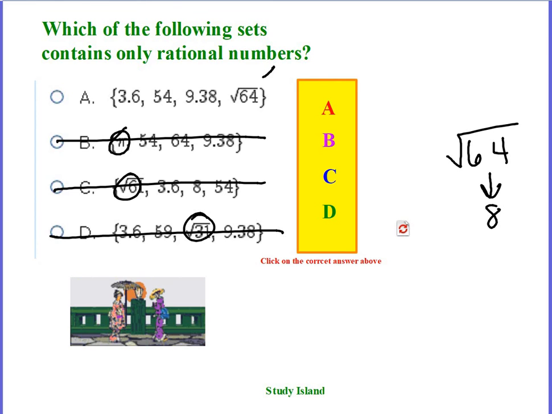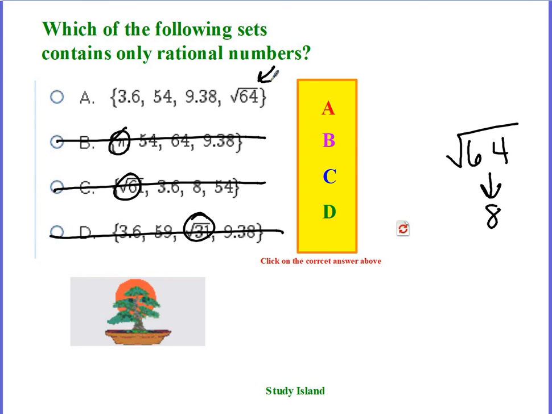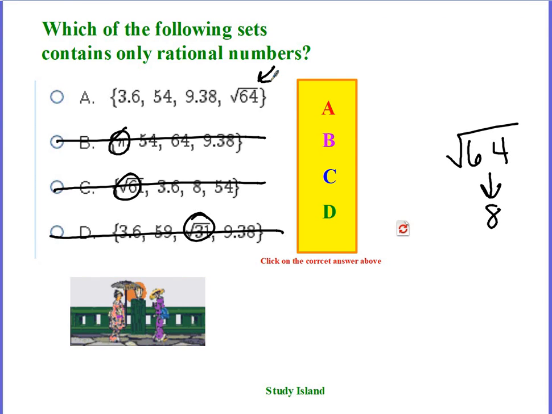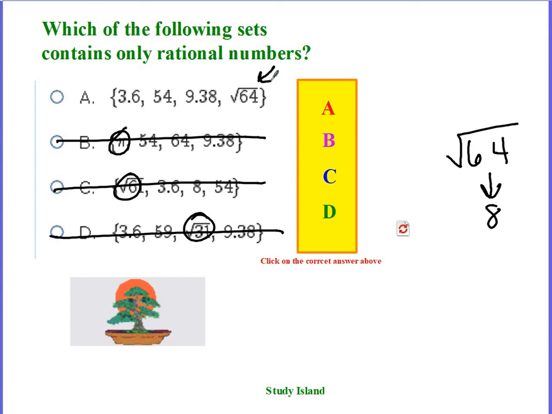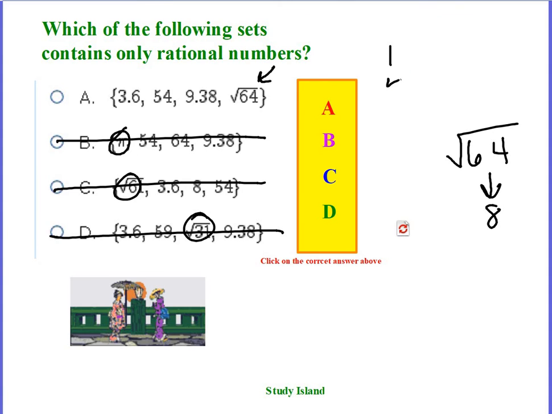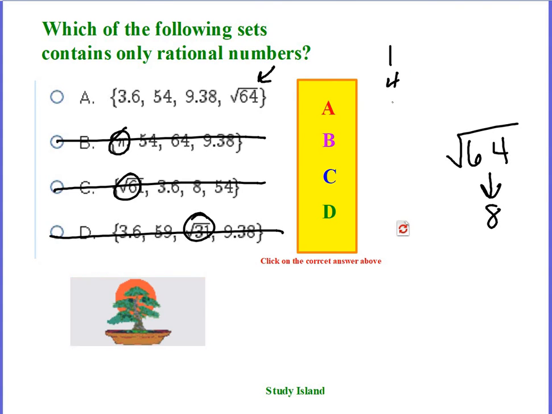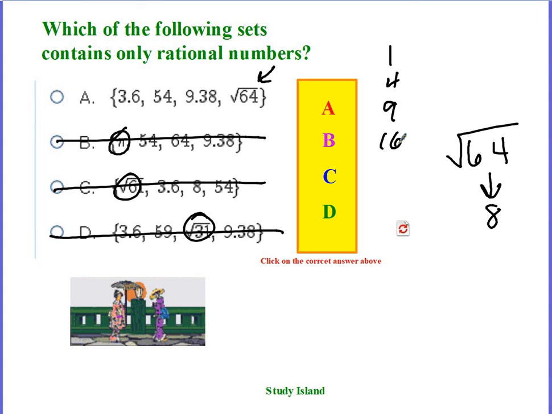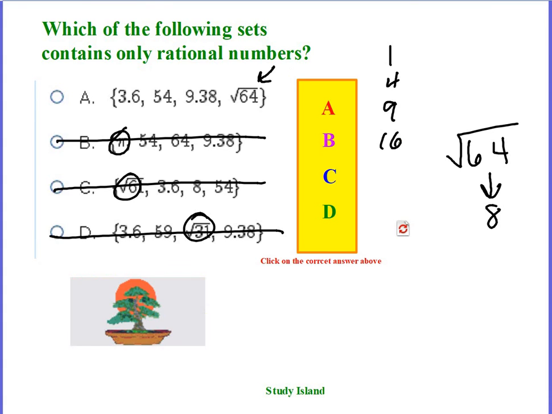When you're looking at square roots, you have to know your perfect squares. And your perfect squares are going to be, so 1 is a perfect square, 4, 9, 16. These are all your perfect squares.